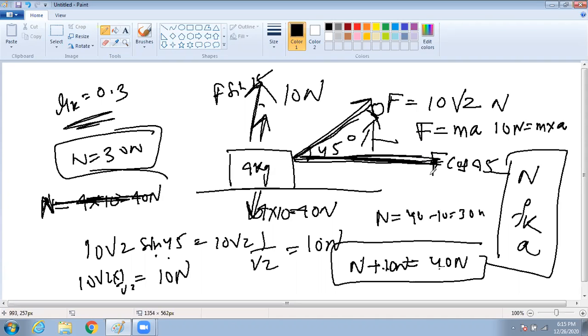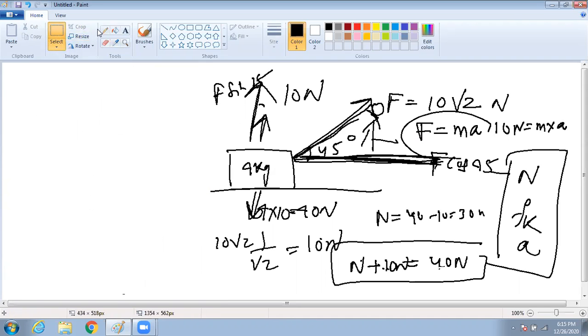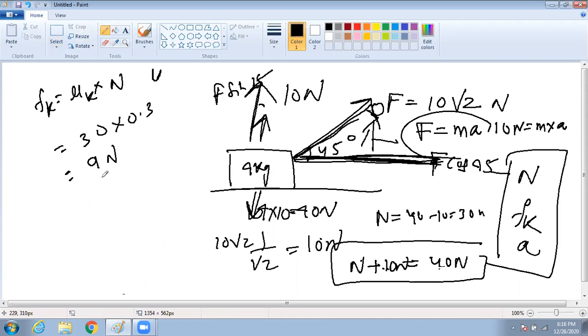What is A? But is it 10 Newton? No, because we have to find Fk. This is not the actual force. So we have to find Fk. What is Fk? Fk is mu k into N. N is how much? 30 Newton. Mu k was 0.3. So what is Fk? Fk is 9 Newton.